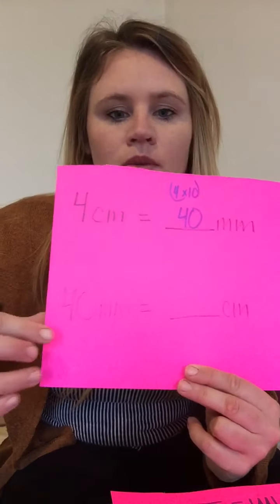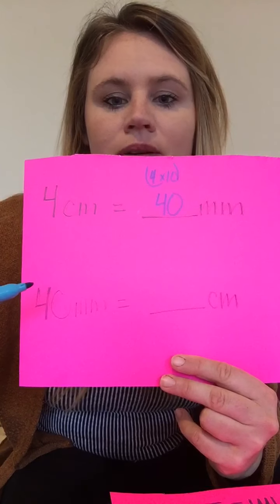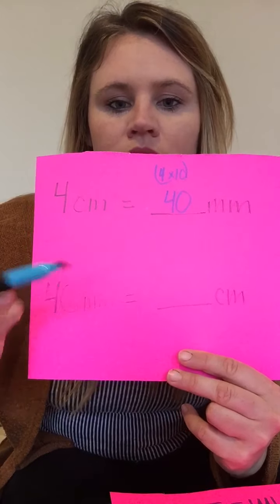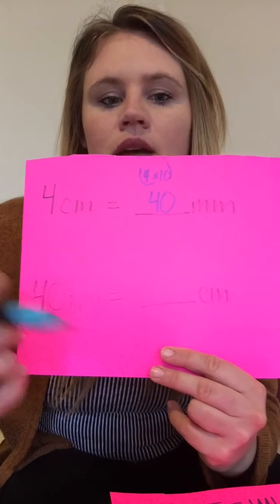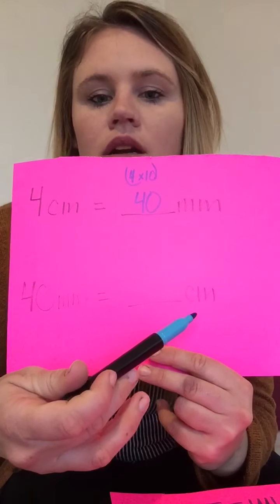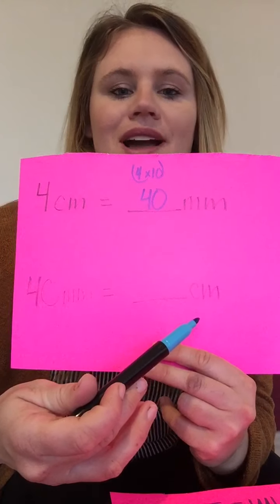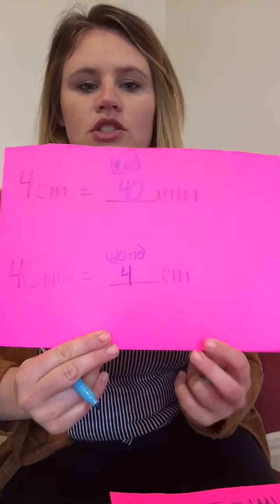Now, let's go the opposite way. I have, if you can read it, my black pen was running out here, 40 millimeters, so that's going to be a smaller unit, and then I'm going to centimeters. So when you're going from smaller to bigger, instead of multiplying, you're going to do the opposite, which is dividing. So I'm going to take 40 and divide by 10, and 40 divided by 10 is 4, and my answer would be 4 centimeters, just like that.